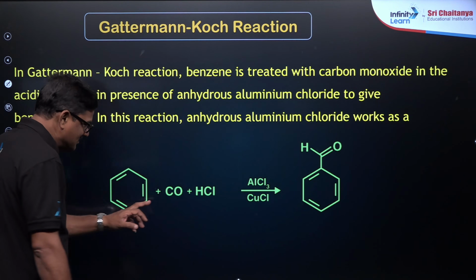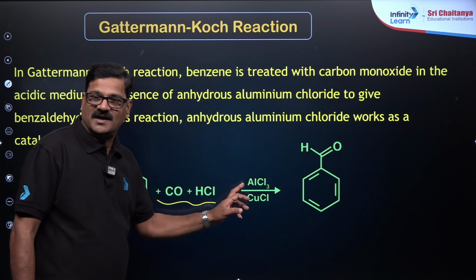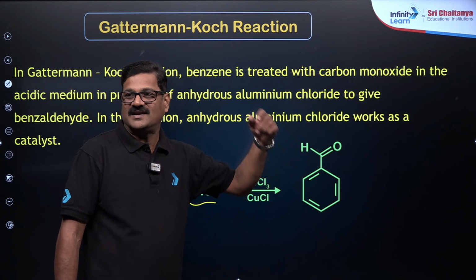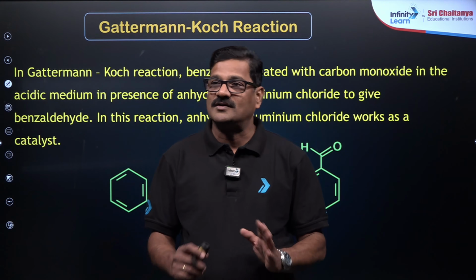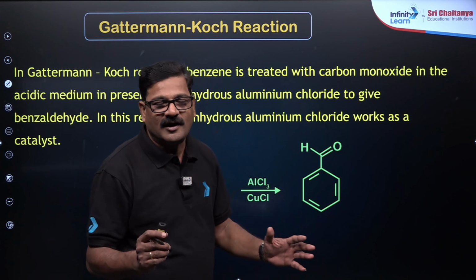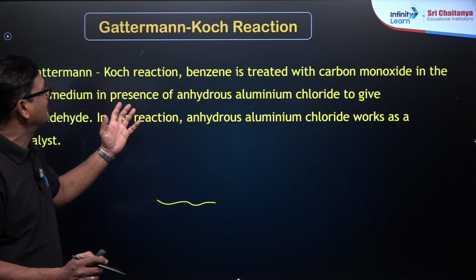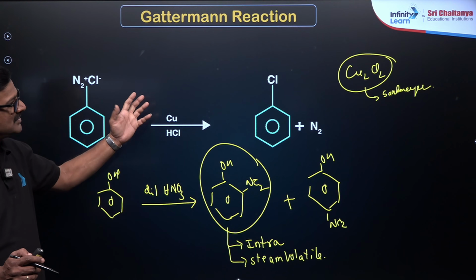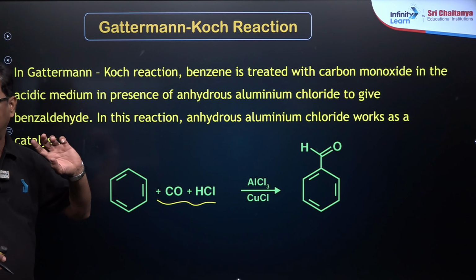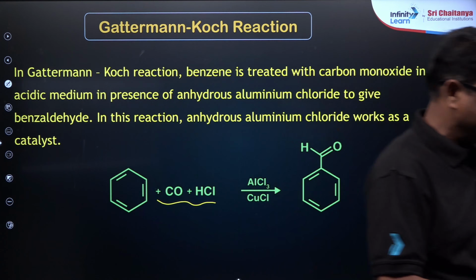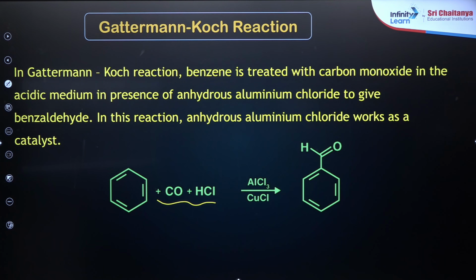So when benzene is treated with CO and HCl in the presence of AlCl3 and CuCl, you are going to get benzaldehyde. This reaction you call the Gattermann-Koch reaction. I want to say that the Gattermann reaction is different and the Gattermann-Koch reaction is different. So this is your Gattermann reaction and this is your Gattermann-Koch reaction. Is it clear? Any doubt? Quickly. What is benzaldehyde?